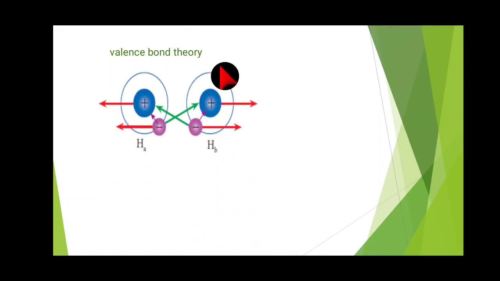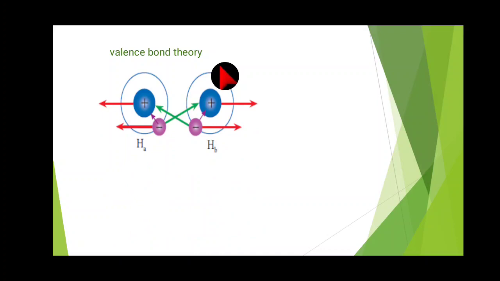So, consider a situation wherein two hydrogen atoms, hydrogen A atom and hydrogen B atom, are separated by infinite distance. At this stage, there is no interaction between these two atoms, and the potential energy of the system is arbitrarily taken as 0.